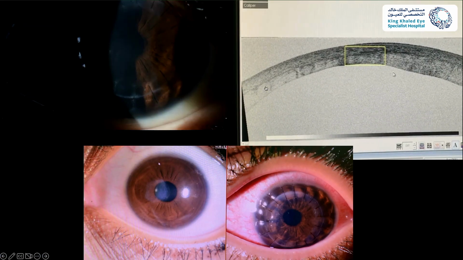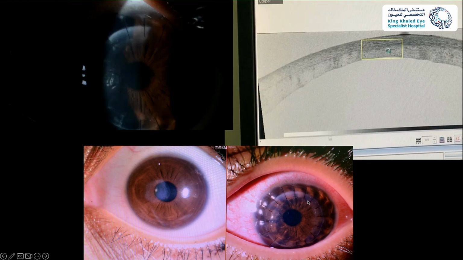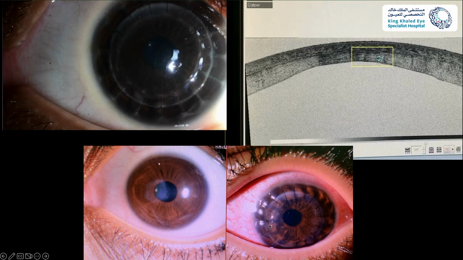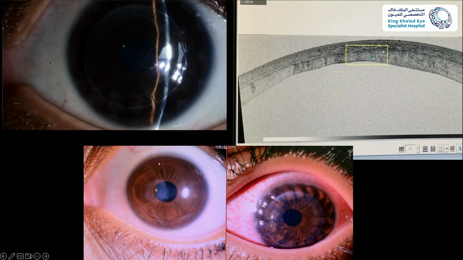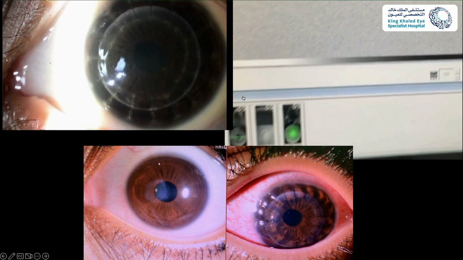Okay, so here is the patient post-operatively. You can see that the interface is clear. This is early, that's why you see some stromal folds. And you can see here that the graft is aligned well with the recipient bed.